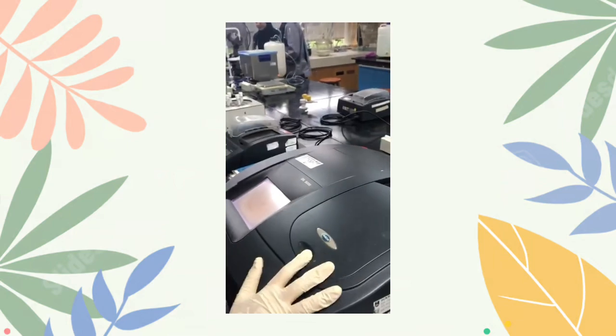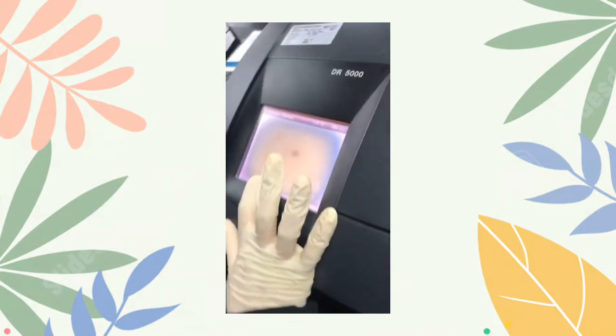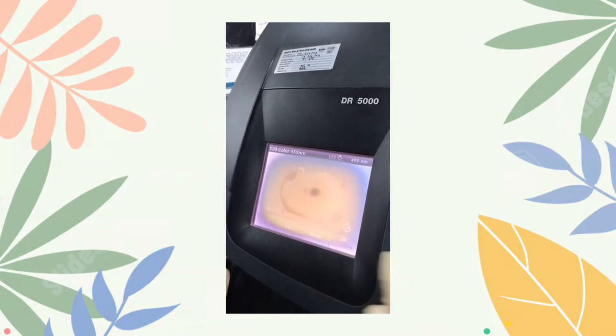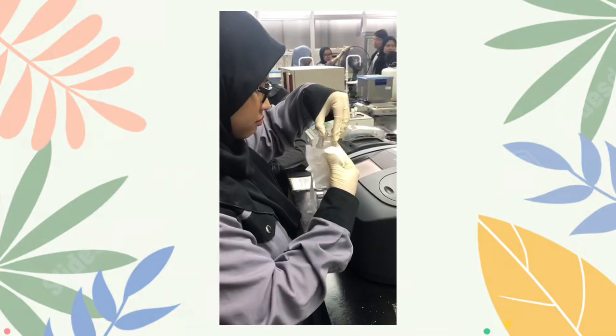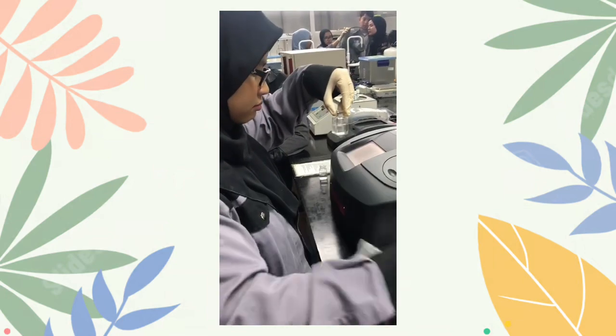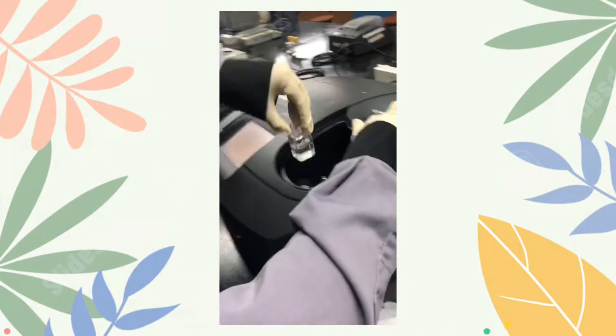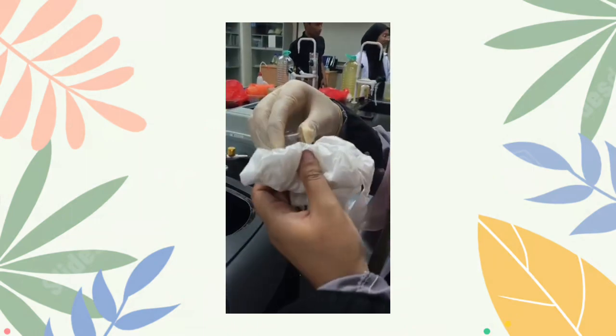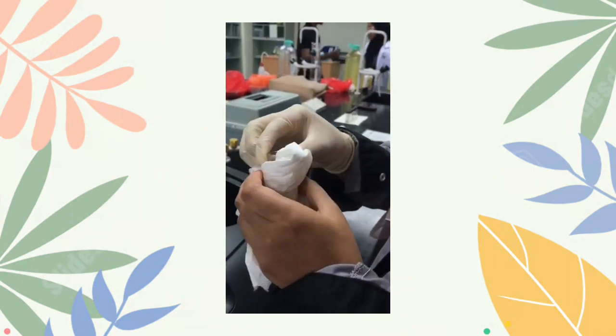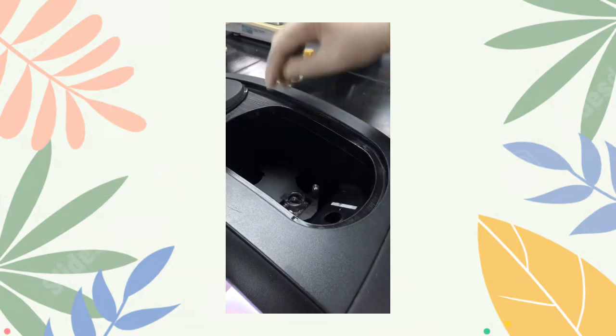Put the blank sample into the spectrophotometer and read 0. Put the water sample into the spectrophotometer and press read. The reading is 28. Wipe the square sample cell, put the water sample into the spectrophotometer and press read. The reading is 2.